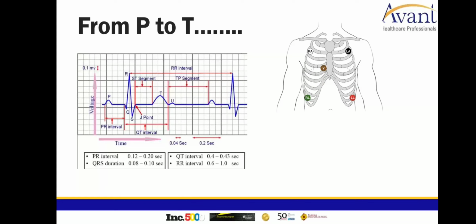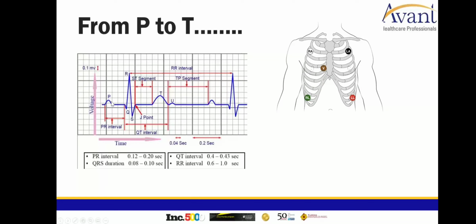So let's take a look at this screen here and let's break it down. Our first positive deflection from the isoelectric line, this small little bump, we refer to as the P wave. The P wave represents atrial depolarization. It's positive, it's upright, and it's round. This is where the impulse carries from the SA node to both the right and left atrium.